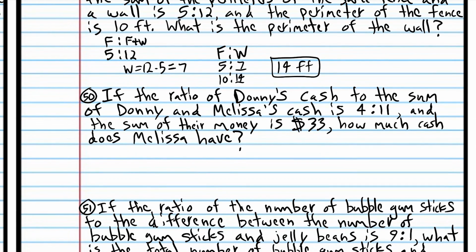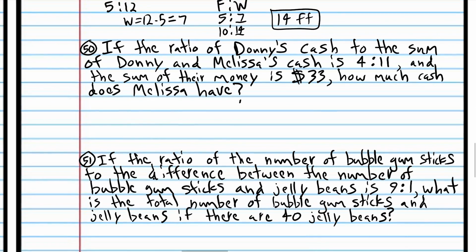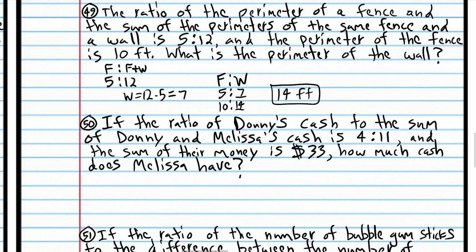All right. Why don't you try number 50? Let's read it together before we do it. If the ratio of Donnie's cash to the sum of Donnie and Melissa's cash is 4 to 11, and the sum of their money is $33, how much cash does Melissa have? So why don't you attempt that problem, and when you come back, we'll do it together. Keep in mind, these are challenge problems.